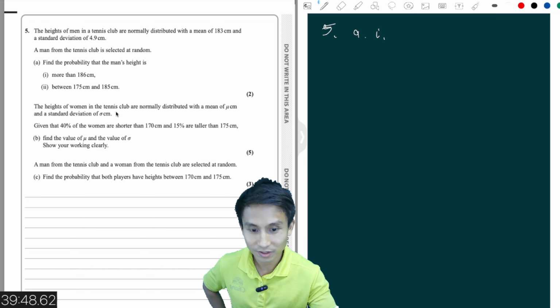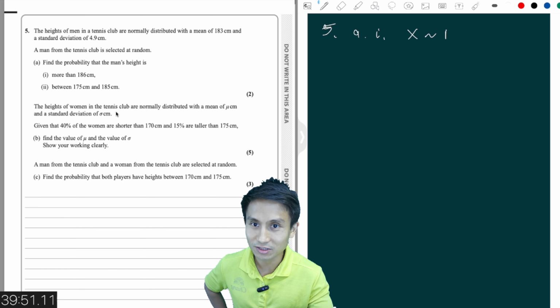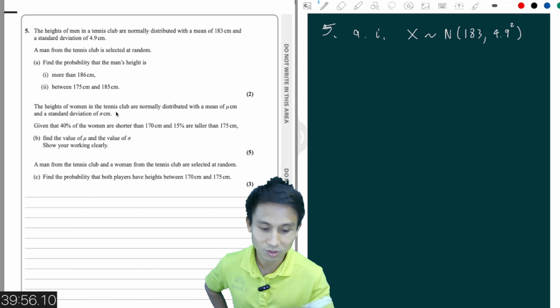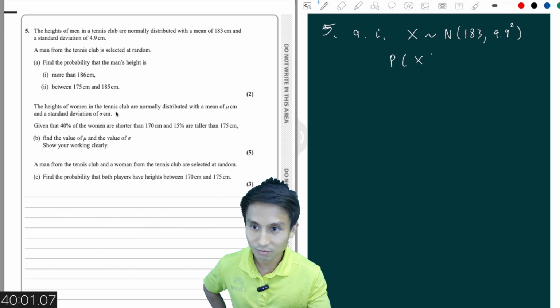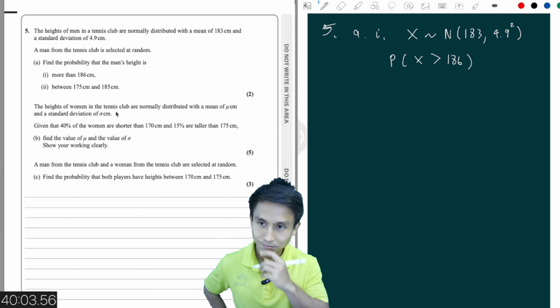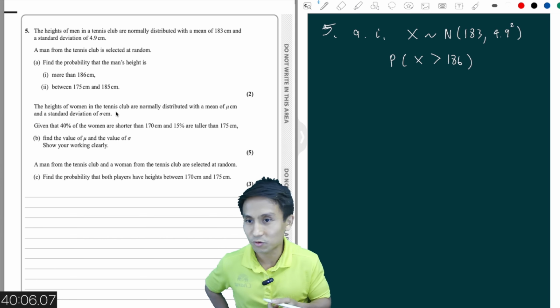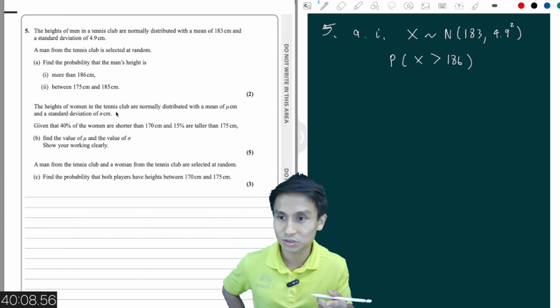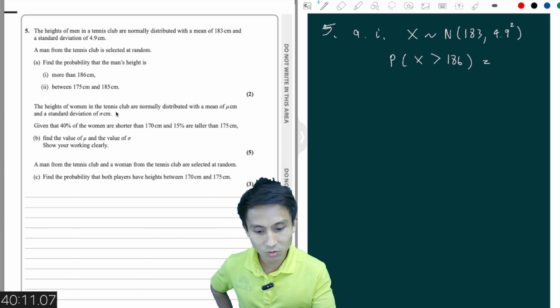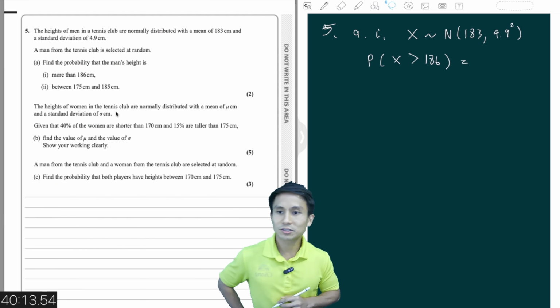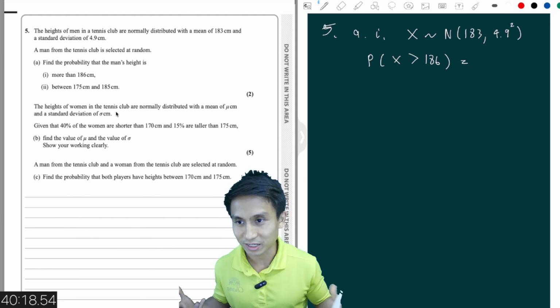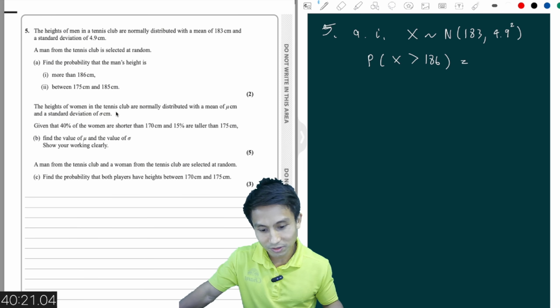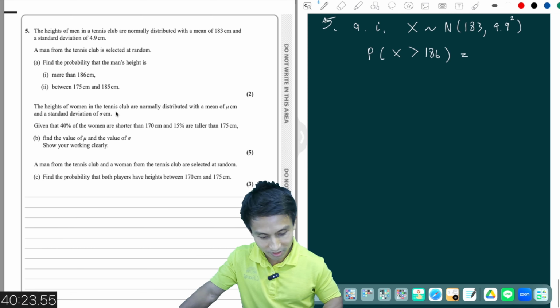Okay, so we're just going to do X modeled as normal distribution 183, standard deviation of 4.9, and then we do variance there. And we want P of X more than 186. It doesn't matter if you write more than or more than or equal, same thing, because it's a continuous distribution. So that's just going to be, yeah, you guys can find the probability easily using the graphing calculator again. But I'm just going to, because I have Desmos, right? So I'm just going to use it.